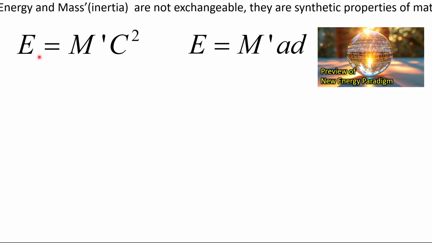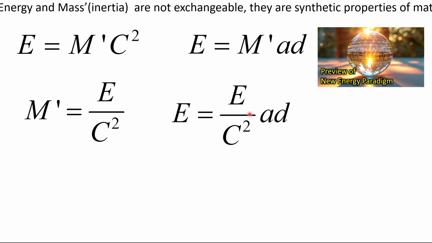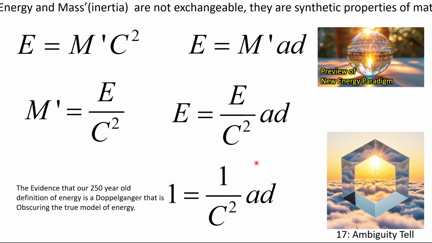So if we take the legacy definition of energy, which is mass times acceleration times distance equals energy, we see that we have a problem here, because we have mass and energy in the same definition for energy. If they are exchangeable, then this is a circular definition. And we can show you that, because what scientists do all the time is solve this for mass, insert the mass in here, and then reduce, and now we have an ambiguous definition. We've run afoul of the ambiguity tell.